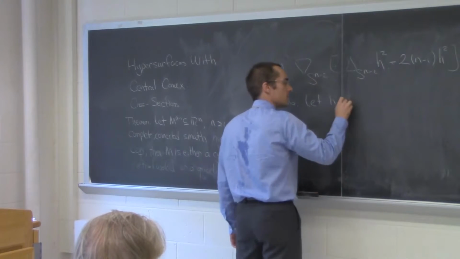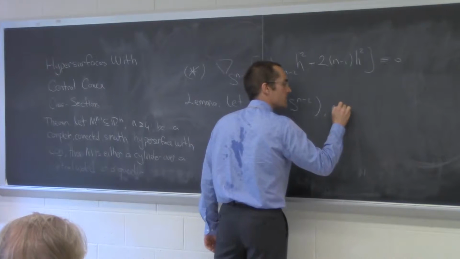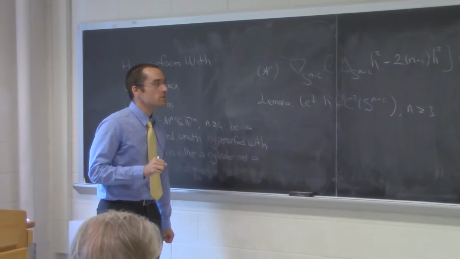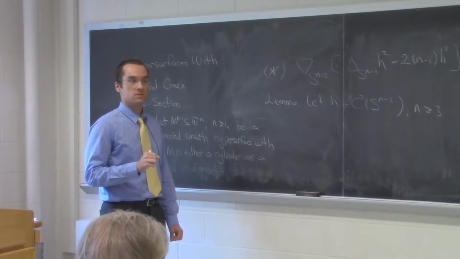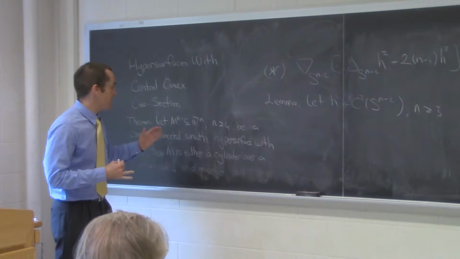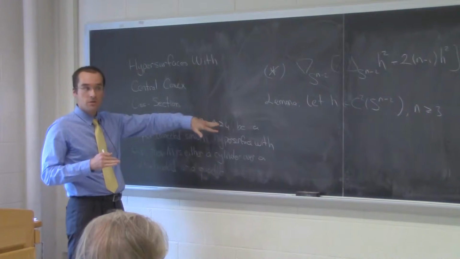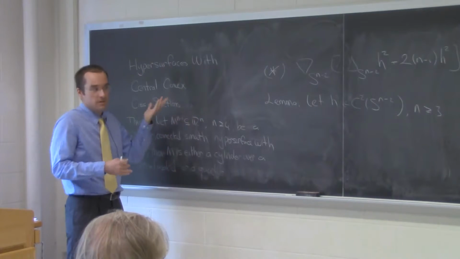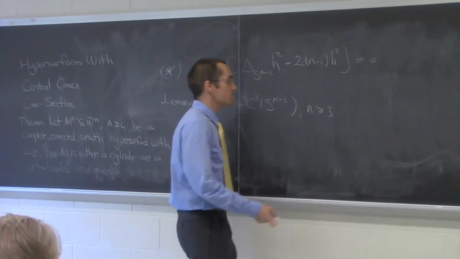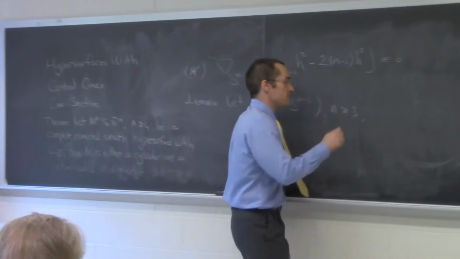So let h be a C2 function where n is bigger than or equal to 3. And we'll always refer to the dimension of the ambient space. So when I say n equals 3, this is actually the dimension where Bruce worked. And if it's bigger than or equal to 4, that's where I work. But this lemma holds even for Bruce's case. Let h be a non-vanishing function.